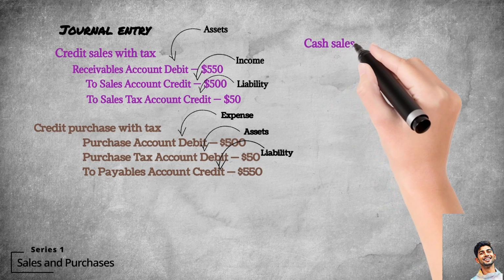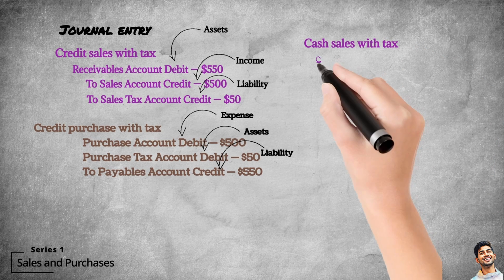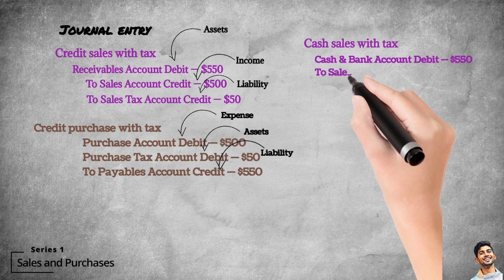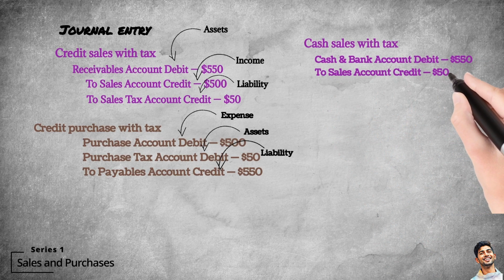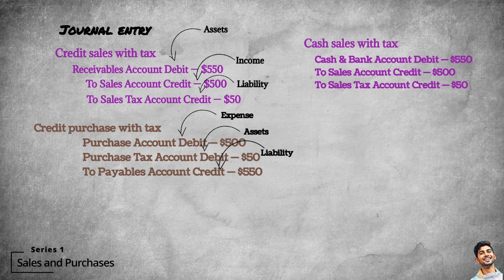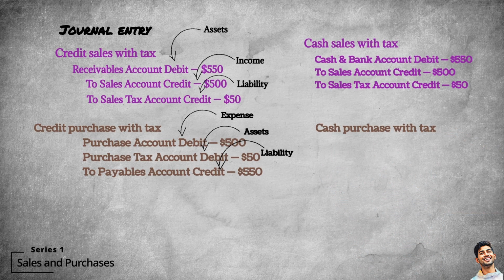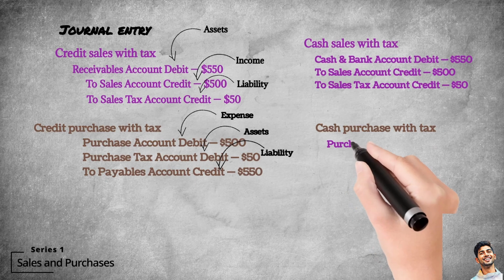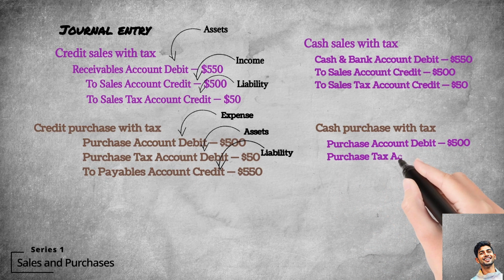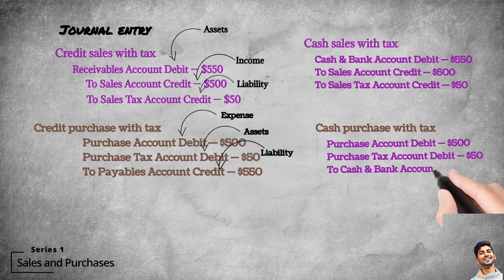For cash sales, cash and bank account debit $550, to sales account credit $500, to sales tax account credit $50. And for cash purchases, purchase account debit $500, purchase tax account debit $50, to cash and bank account credit $550.